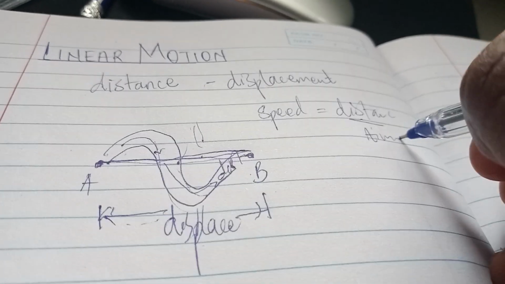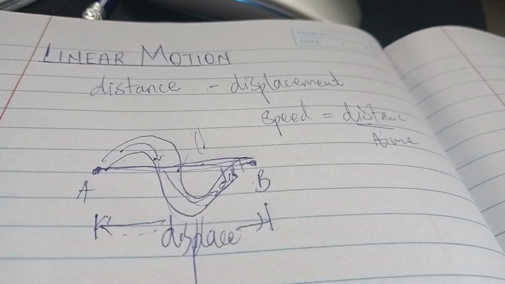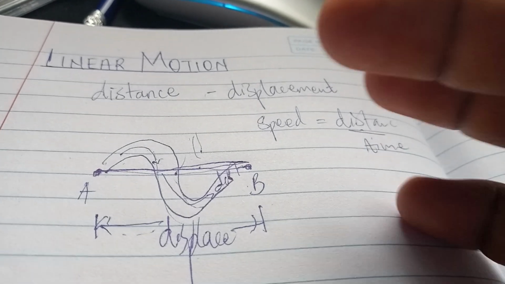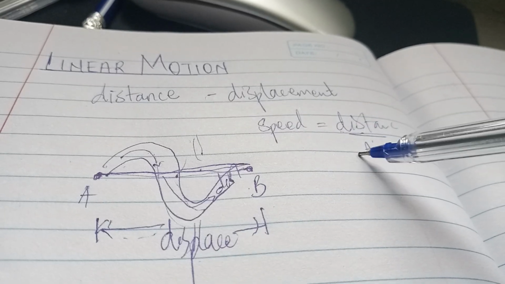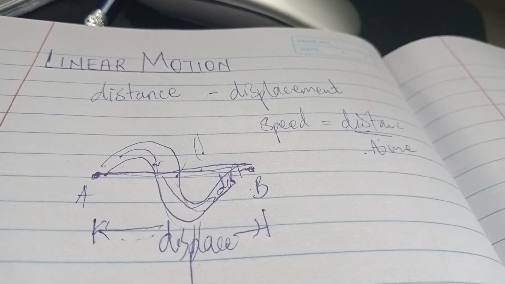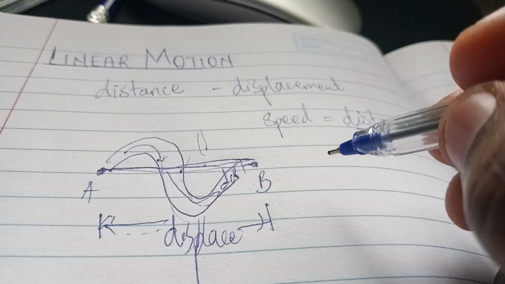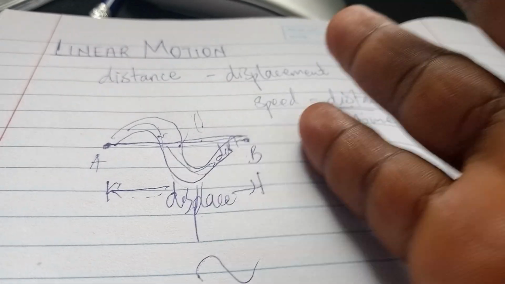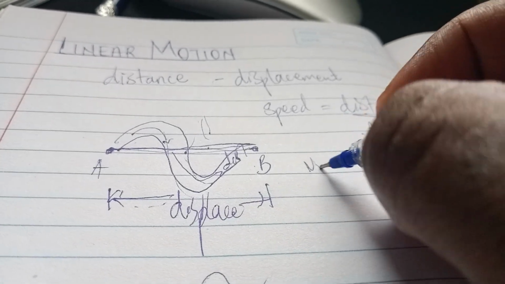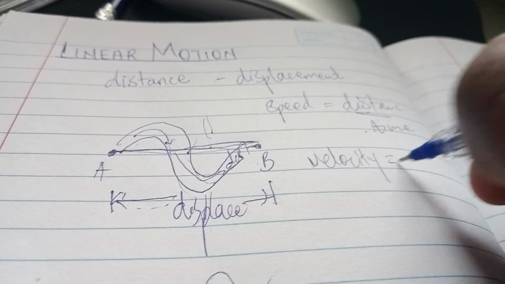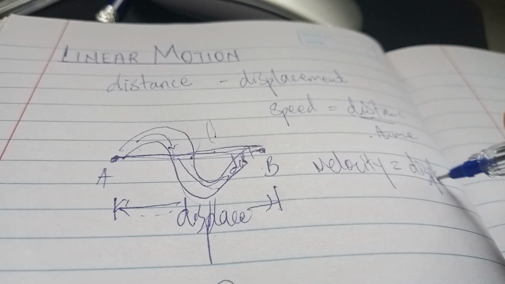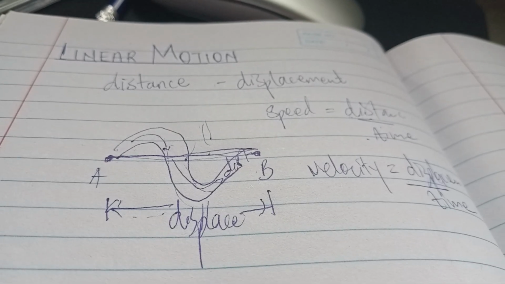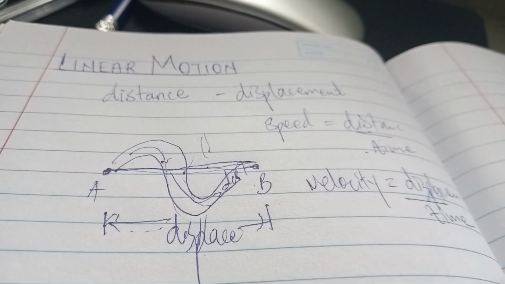So it's the distance covered per unit time. If someone is fast, that means he covers a large distance in a small time. That's how we measure speed. But as a vector quantity, we have velocity, just like we have distance and displacement. Velocity is the displacement covered over time.